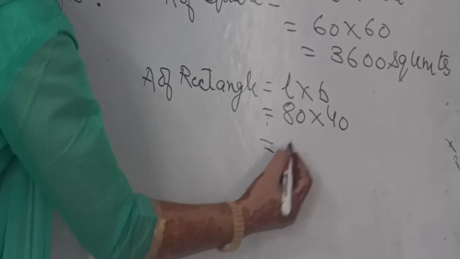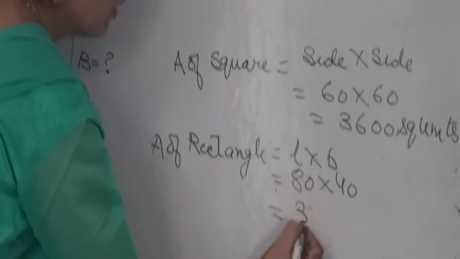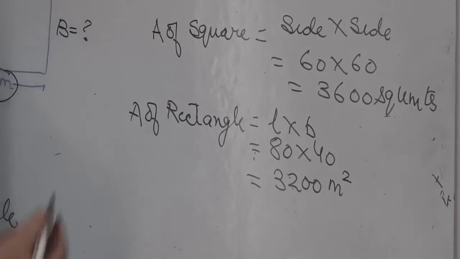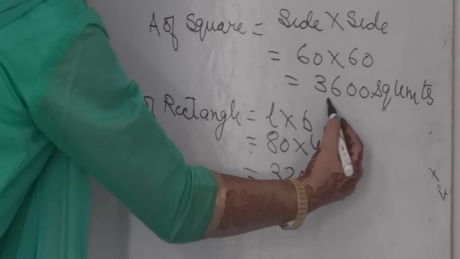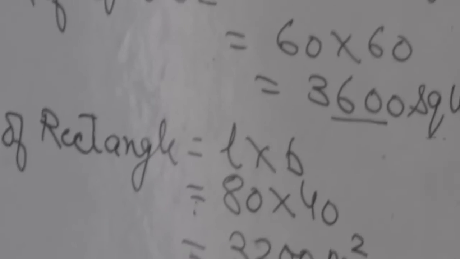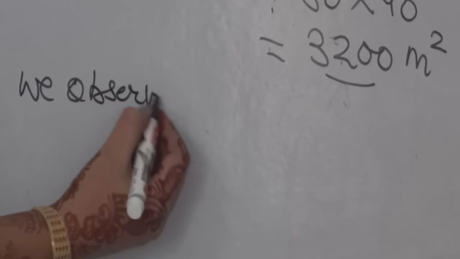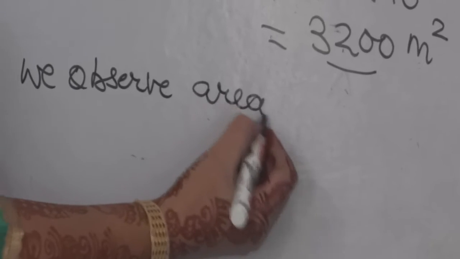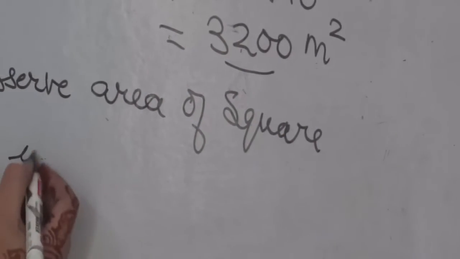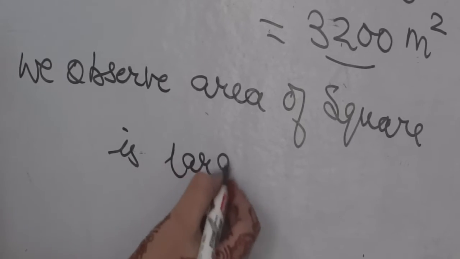So it is 3200 meters square. Now compare the two values. This is the area of square, this is the area of rectangle, and we observe area of square is larger.